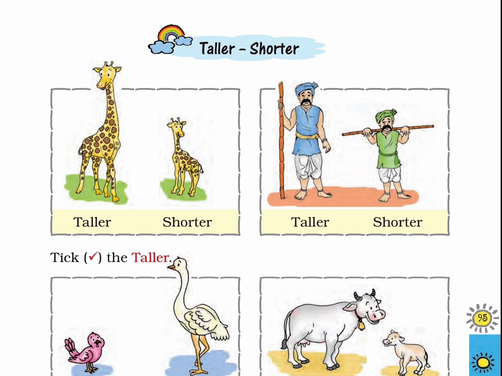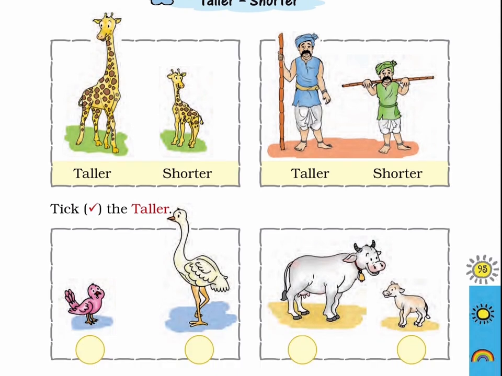Part 1, Picture 2 shows 2 men. The first man is taller than you, and the second man is as tall as you. The word taller is written beneath man 1, and shorter is written beneath man 2. Question 1. Tick and identify the taller in the given pictures.